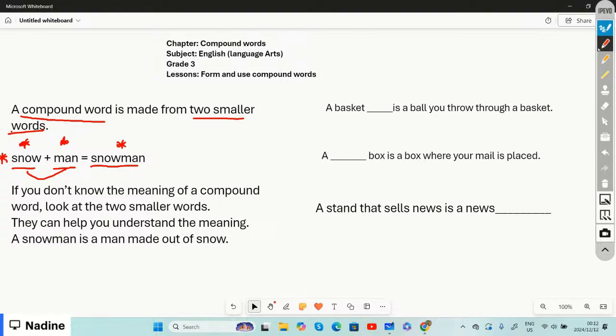So snow, we can basically say it's like frozen rain. Then a man is, of course, the opposite of a woman. And if you put the two words together, then it's a snowman. It's a man that is made out of snow. That is what we mean. A man that is made out of snow. And that is a snowman.